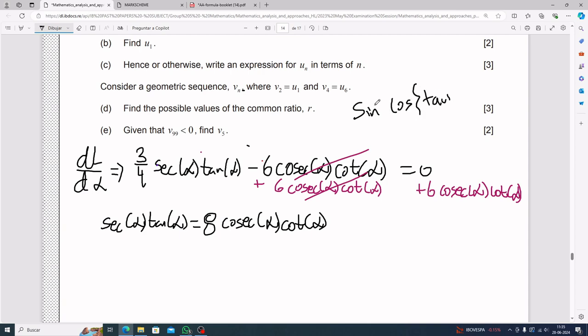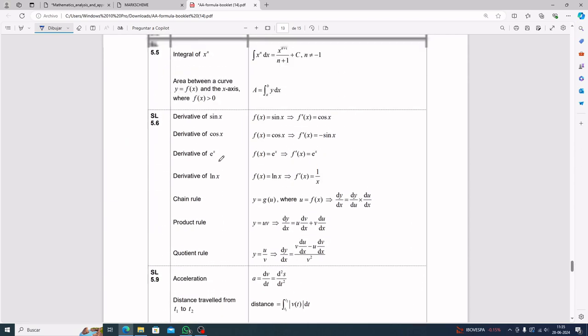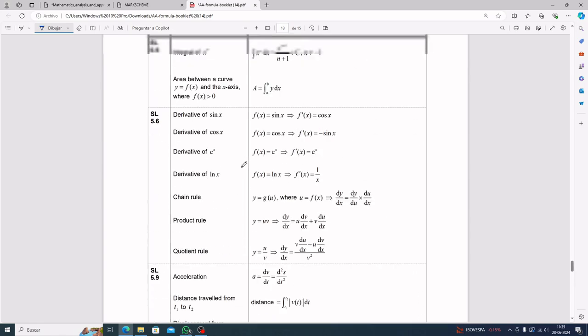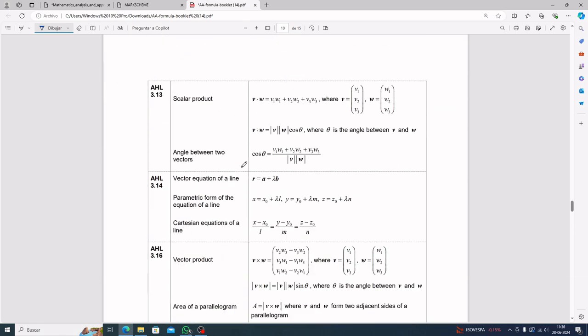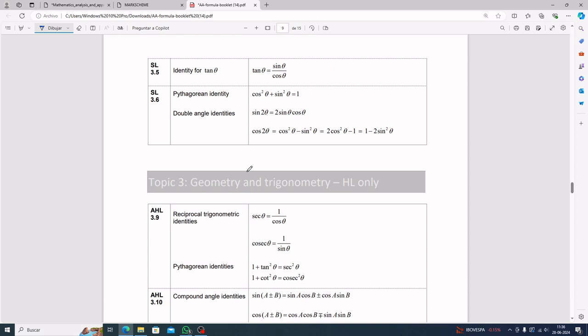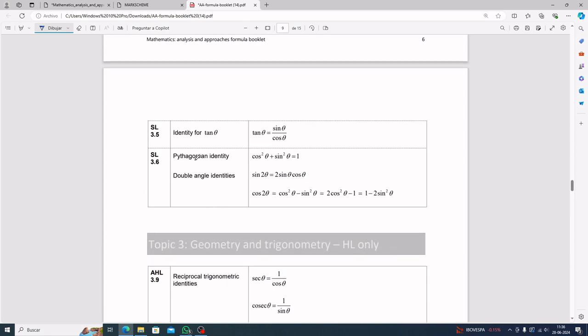Some of you might be wondering, why would I want it in terms of sine, cosine, and tangent and not in terms of sec? Well, because in your formula booklet, it would be in trigonometry, you have a bunch of identities going around. Trigonometry identities, identity for tan, this or that, and a lot of it has to do with sine and cosine.